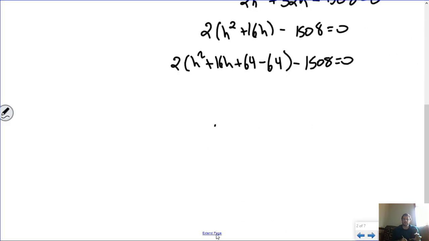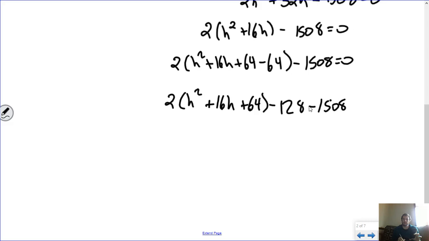And then we're going to take the minus 64 out of the bracket by multiplying it by 2, so 2(h squared plus 16h plus 64) minus 128 minus 1508 is equal to 0, right? And then finally we are going to complete the square. So 2 times (h plus 8) squared minus, so if I take those and add them together, I get 1636. So this thing will be equal to 0.